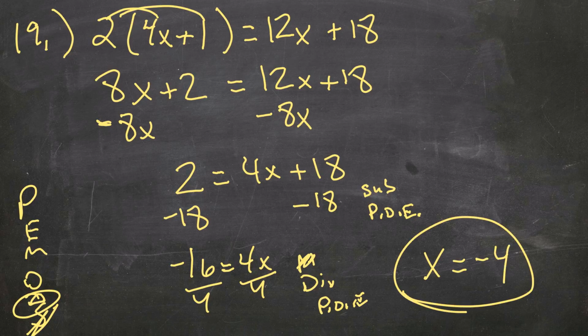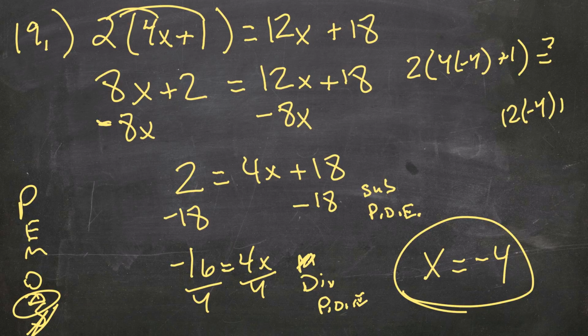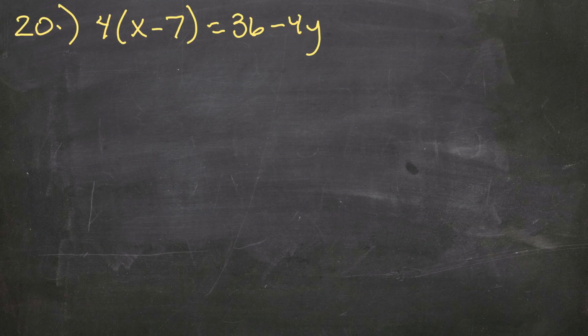That's my answer. Let's check my work. 2 times 4 times negative 4 plus 1. Does that equal 12 times negative 4 plus 18? 4 times negative 4 is negative 16, plus 1 is negative 15, so I get negative 30. 12 times negative 4 is negative 48, plus 18 is negative 30. Good to go. Alright, number 20.